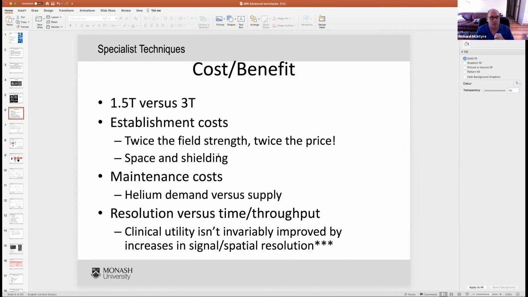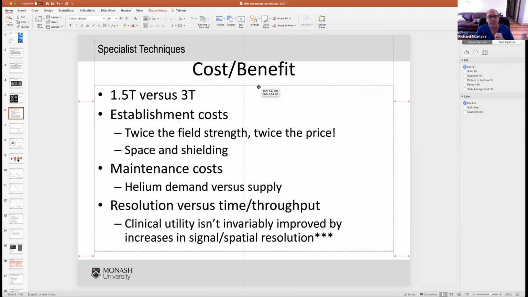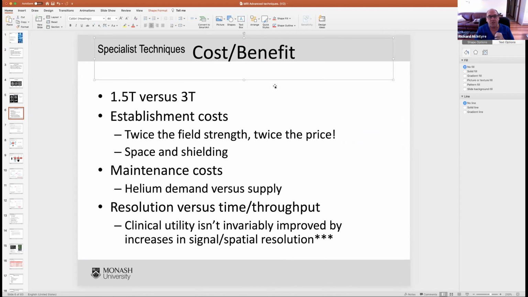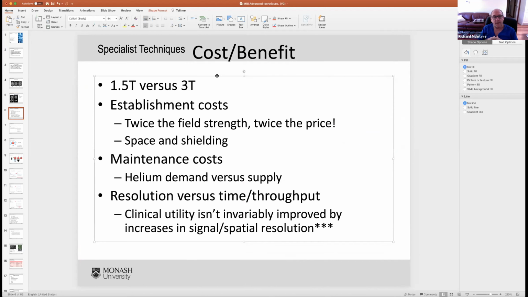Okay, so 1.5 versus 3T, cost benefit. You can imagine that if you have a 1.5 Tesla machine versus a 3T, the 3T is going to be more expensive. Twice the field strength, twice the price. Space and shielding. It's going to need a larger space, because we call it the footprint. The footprint's going to be bigger on a 3T versus a 1.5T, because it's stronger. It makes sense, okay?